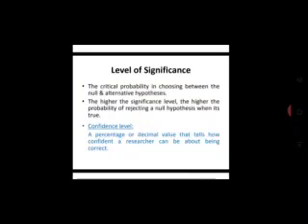The higher the significance level, the higher the probability of rejecting a null hypothesis when it's true. Significance level is a percentage or decimal value that tells how confident a researcher can be about being correct. So confidence level of the researcher would be measured through a percentage or decimal value.